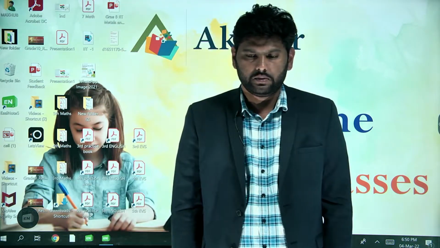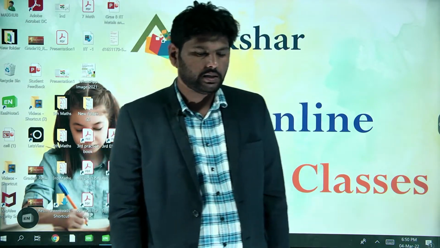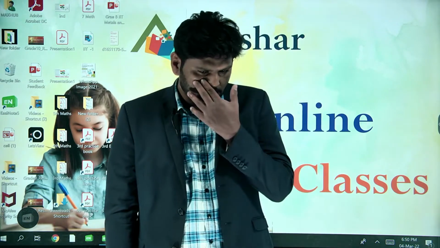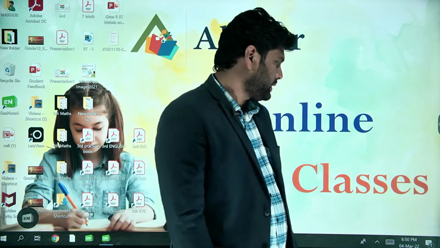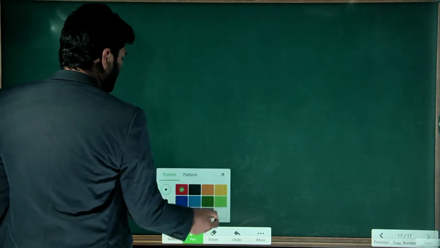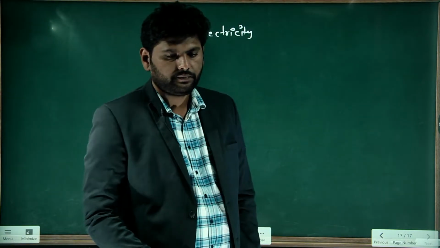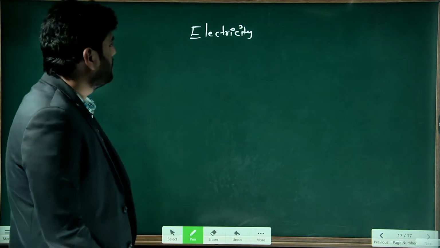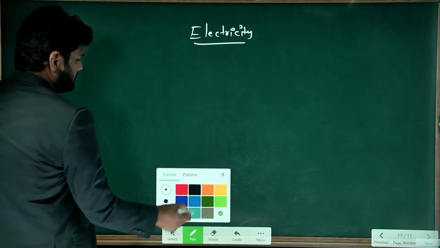Let's start our session. Today we'll revise electricity. In the last class we finished the sound chapter revision. Today we'll do the electricity topic revision. Here, electricity has how many branches? Electricity is nothing but the study about charges.